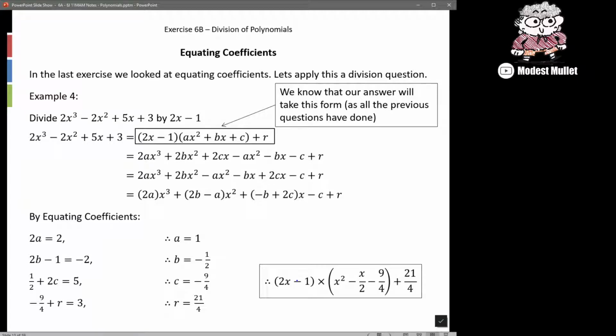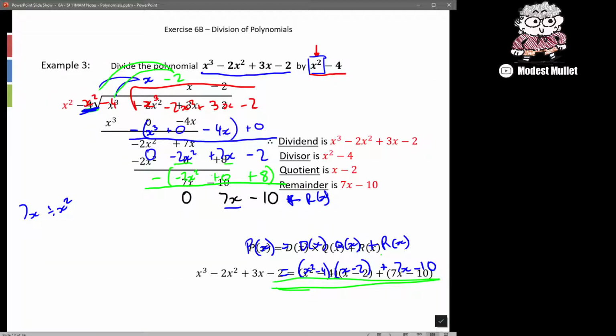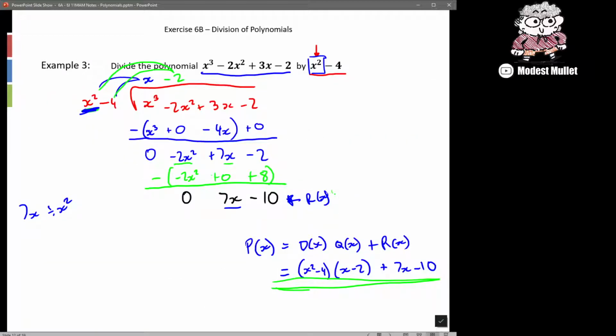Or not so much do the division, but find out, to be able to write it in this form. We can use equating coefficients to write it in that form. And then if we interpret that form, we always know that this thing here was, I guess, the answer, and then we have our remainder.